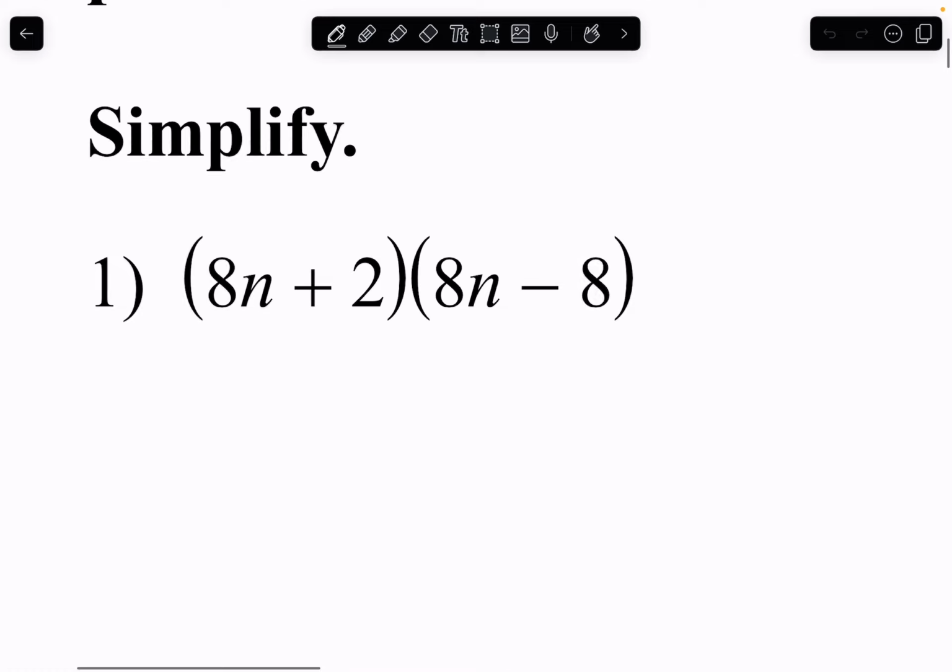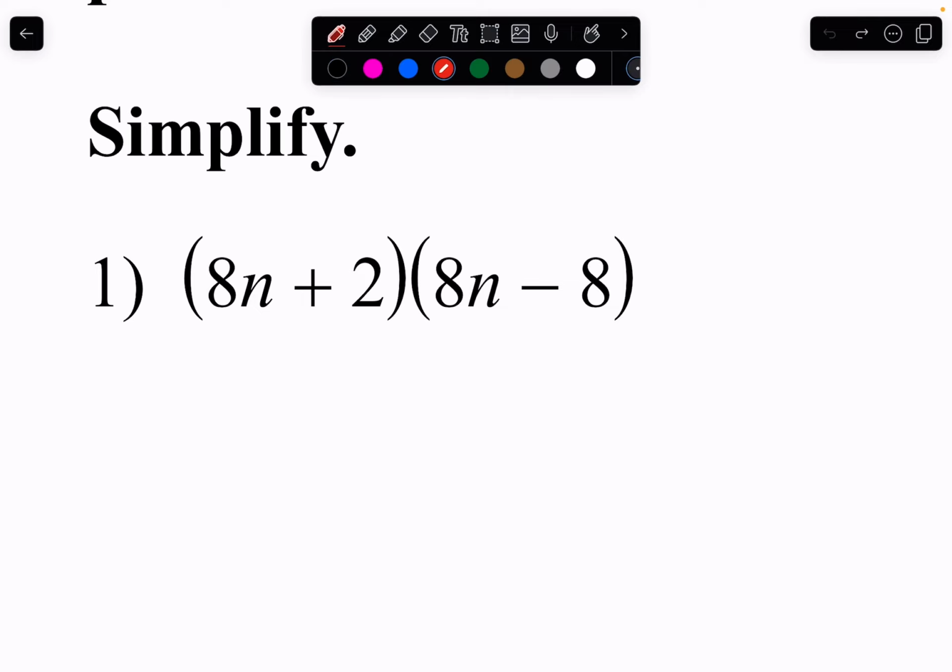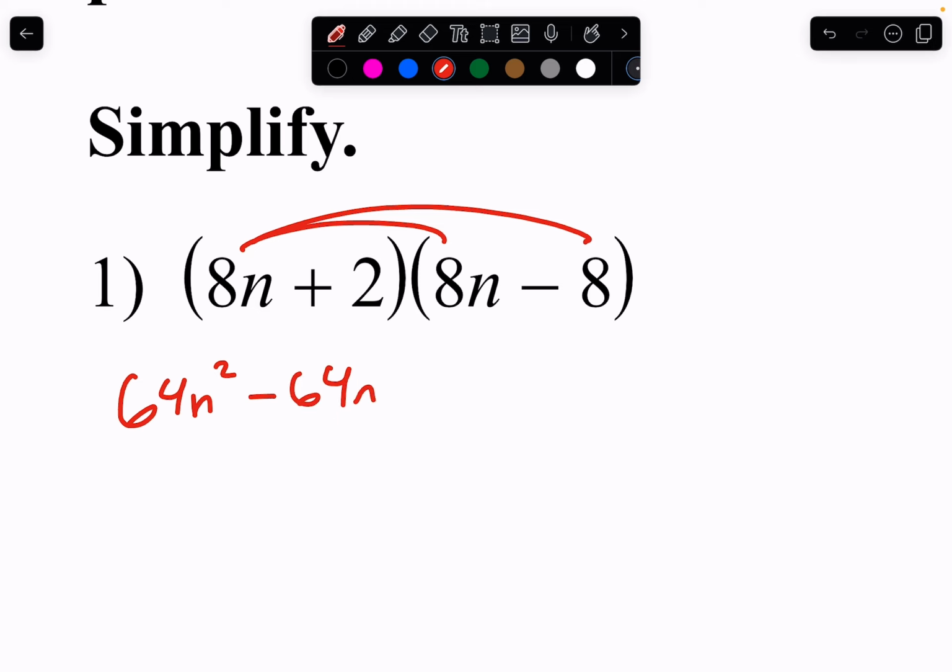If you look here, right? These polynomials are right next to each other, so that tells you that you're going to be multiplying. In this case, we're going to have to distribute twice. So we would distribute the 8n, which is going to give me 64n squared. And then I get negative 64n. Distribute this. I get plus 64n and minus 16.